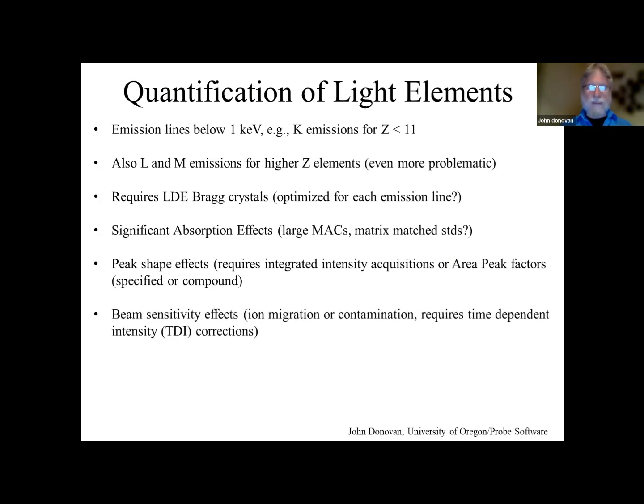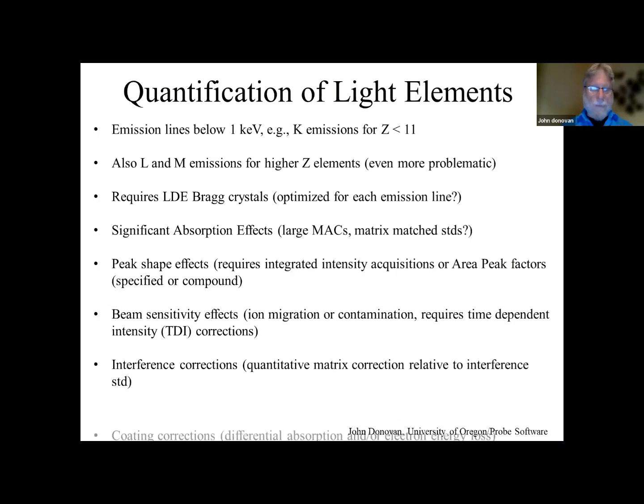Beam sensitivity effects, TDI effects, can be very significant for some light elements, mostly because the absorption corrections are so large, and any ion migration is going to affect the light element emission very strongly. We also have to deal with interference corrections, because as you go to lower and lower energies, the possibility of interference from higher Z elements becomes even greater. This has been discussed previously in some of the other talks. Someone also asked about coating corrections and differential absorption, and yes, we have to deal with that if we are using different coatings on our standards and unknowns.